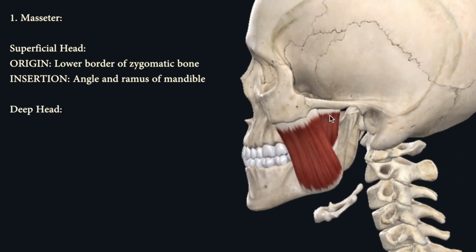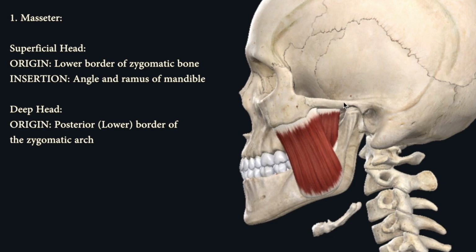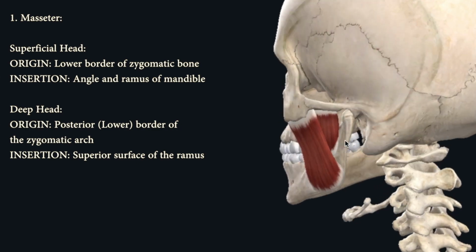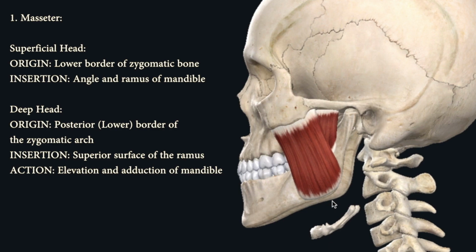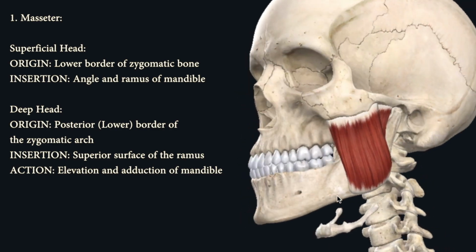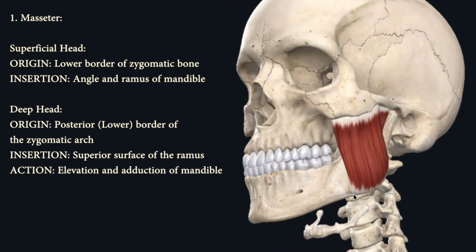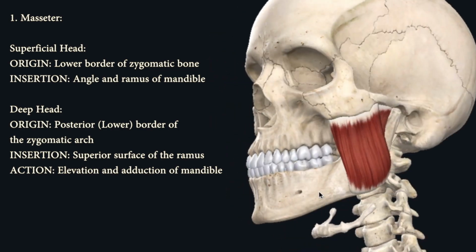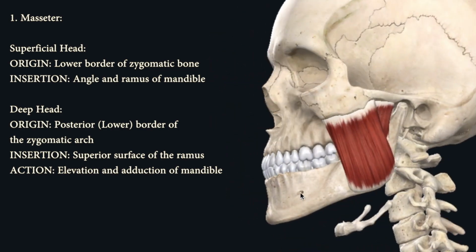Moving on into the deep part, it originates from the lower border of the zygomatic arch and inserts into the superior surface of the ramus of the mandible. Action of this muscle is elevation of the mandible and adduction of the mandible upon movement away from the midline and bringing it back into the midline.